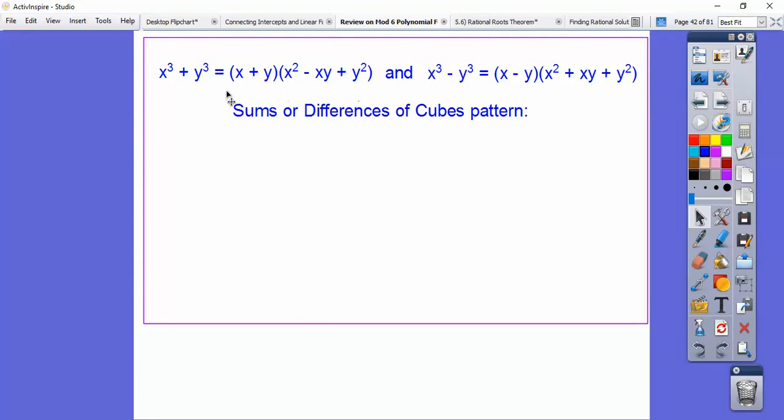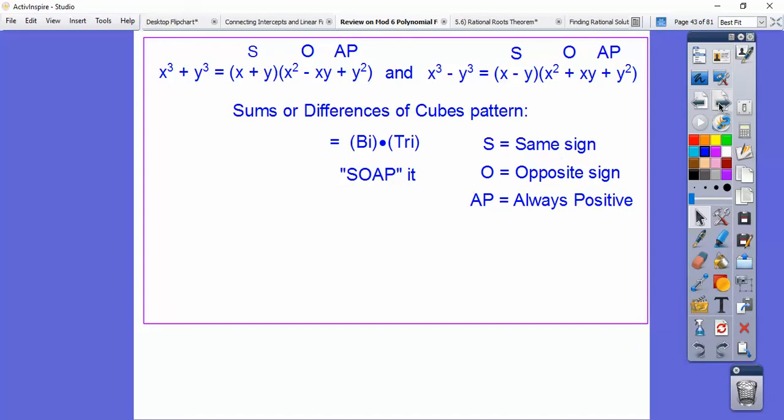So anyways, remember, sums and differences of cubes. If we have two cubes and we're adding them or subtracting them, then they're a binomial times a trinomial. And then I say SOAP it. The SOAP part stands for: this is the same sign as this one, the second sign is the opposite sign of this one. So if that's a plus, that's a minus. If that's a minus, that's a plus. The third sign is always positive, always plus. Same sign, opposite sign, always positive.